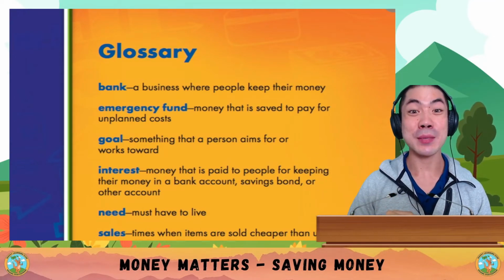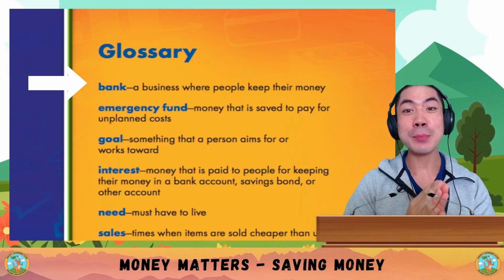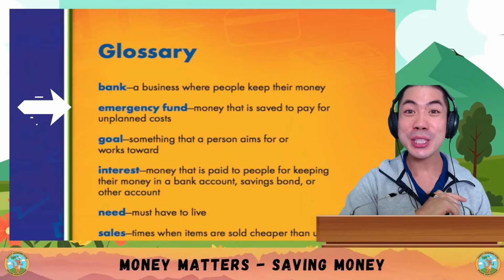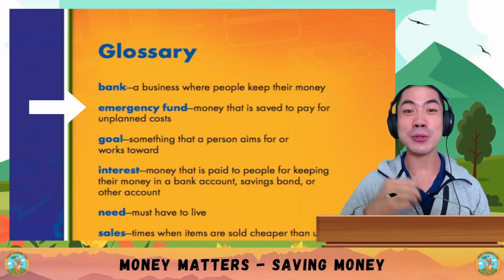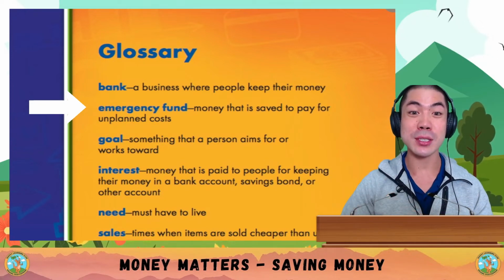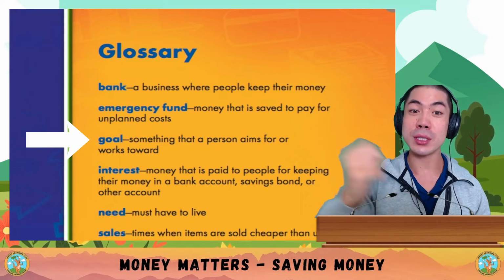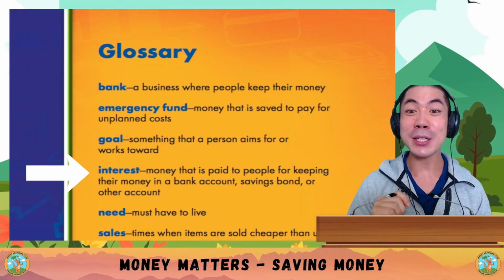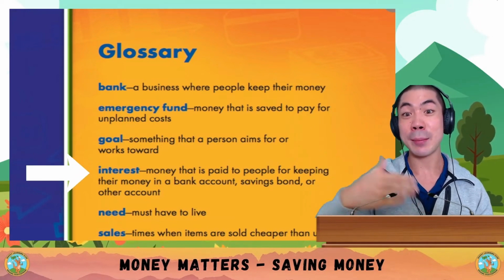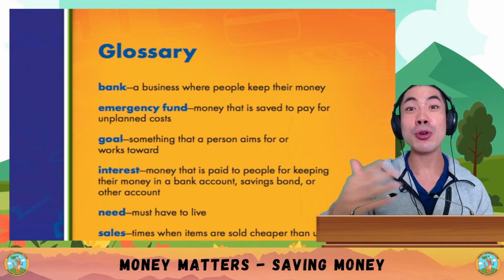The first word is bank, which is a business where people keep their money. Emergency fund is money that is saved to pay for unplanned costs. A goal is something that a person aims for or works towards. Interest is money that is paid to people for keeping their money in a bank account, savings bond, or other account.